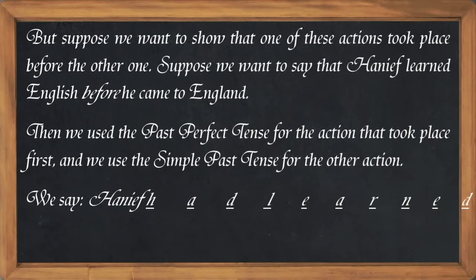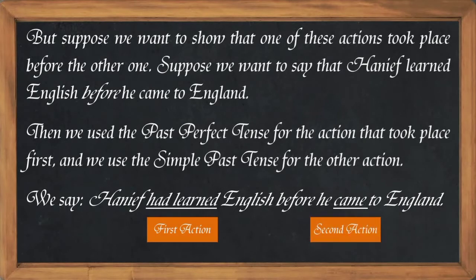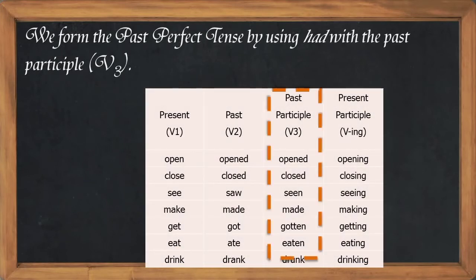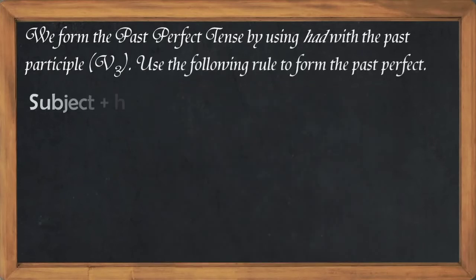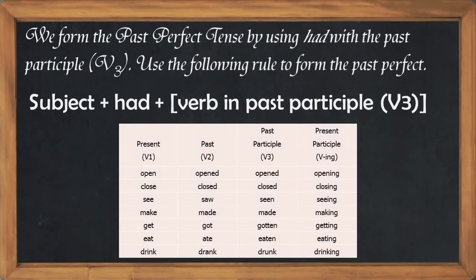We say, Hanif had learned English before he came to England. Had learned, first action. Came to England, second action. We form the past perfect tense by using had with the past participle, verb 3. For the use of the verbs of past participle, verb 3, you can see as seen on the screen. Use the following rule to form the past perfect. Subject plus had plus verb in past participle, verb 3.